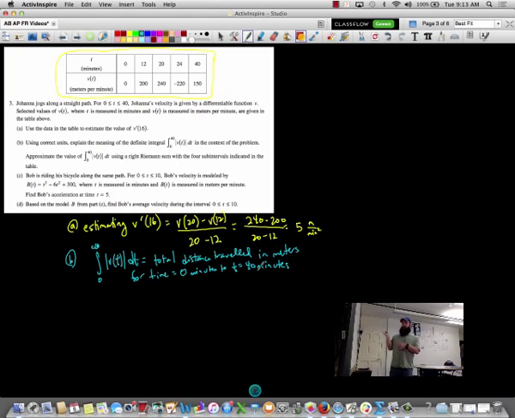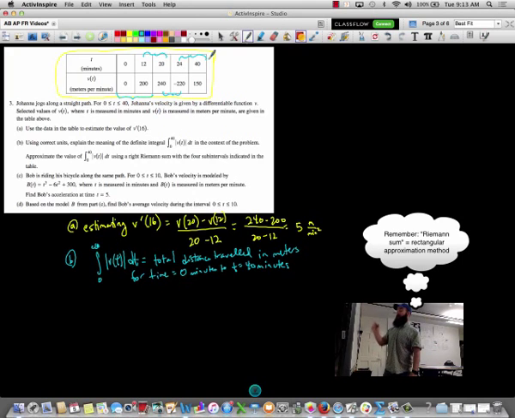And then the rest of the question says, approximate the value of this integral using a right Riemann sum with the 4 subintervals indicated in the table. So the subintervals that we have, the 4 subintervals go from 0 to 12, so this one, from 12 to 20, this one, from 20 to 24, this one, and from 24 to 40, this one. And they said use a right Riemann sum, right? So we're going to be using the right-hand endpoints of these.